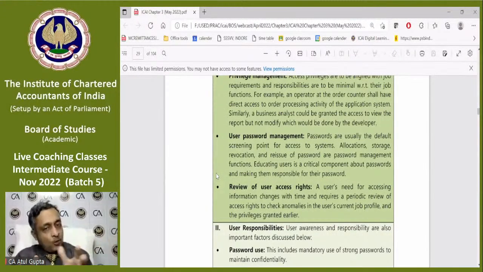So if the job profile changes, what has to change? The user rights have to change. So once the job profile changes, you change the user rights. Very, very, very important. Great.